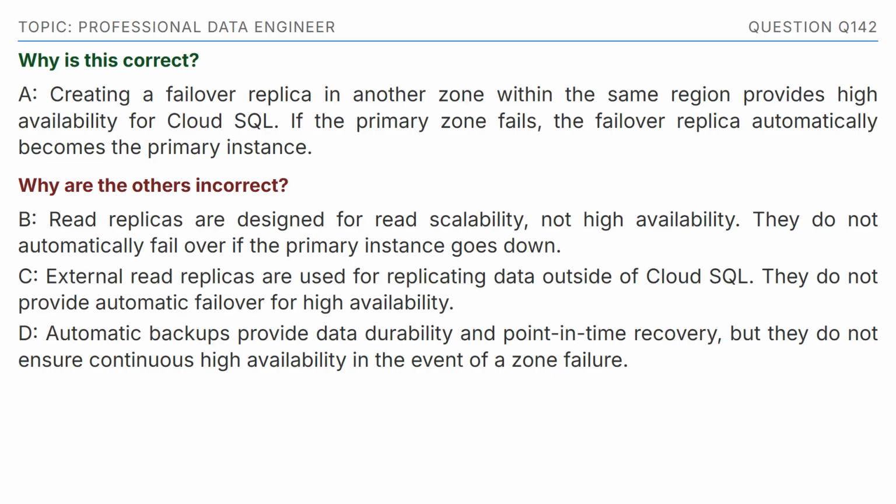Why are the others incorrect? B. Read replicas are designed for read scalability, not high availability. They do not automatically fail over if the primary instance goes down. C. External read replicas are used for replicating data outside of Cloud SQL. They do not provide automatic failover for high availability. D. Automatic backups provide data durability and point-in-time recovery, but they do not ensure continuous high availability in the event of a zone failure.